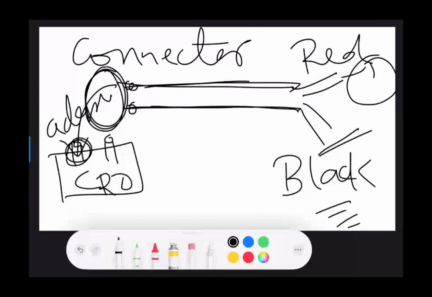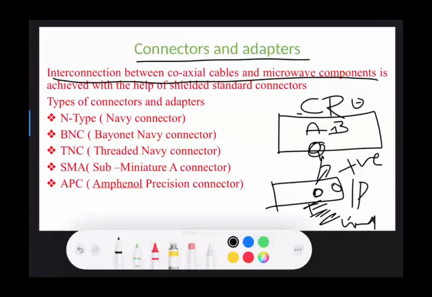The output terminal of the cable is the connector, and the laptop terminal where you insert that cable is called an adapter. Always an adapter has to get connected with the connector. That's why the connector and adapter always go together. So that's why in this topic we call it connectors and adapters. Connectors are the devices which help the coaxial cables to get connected between the devices.